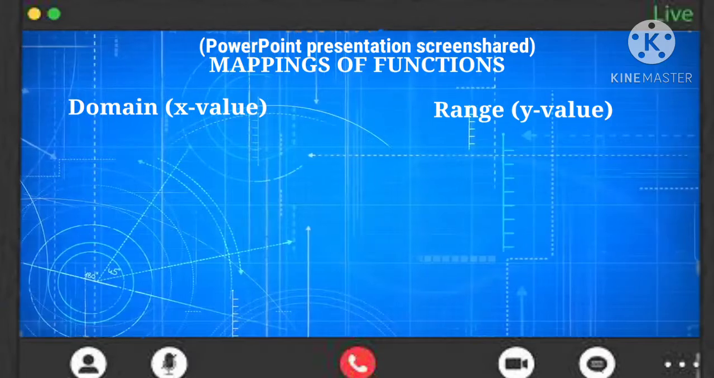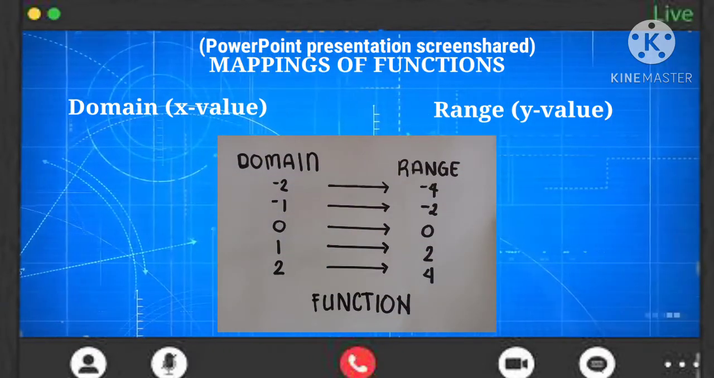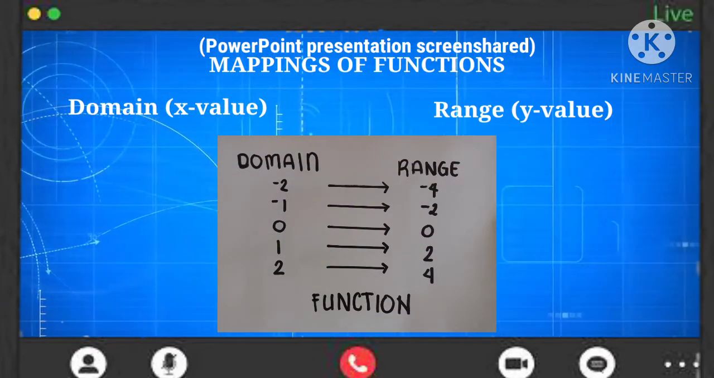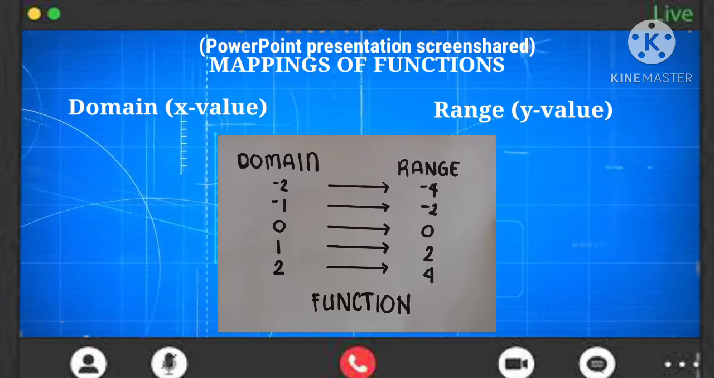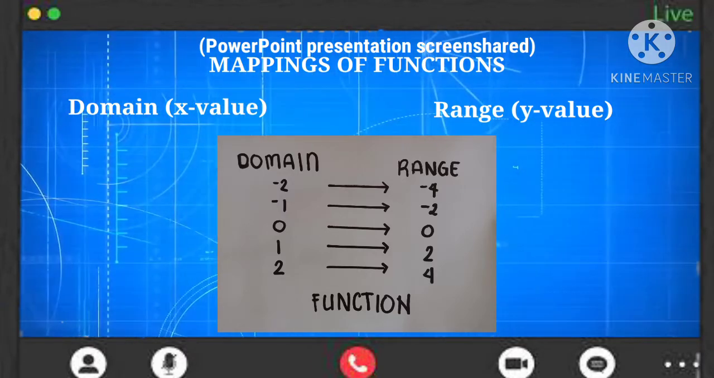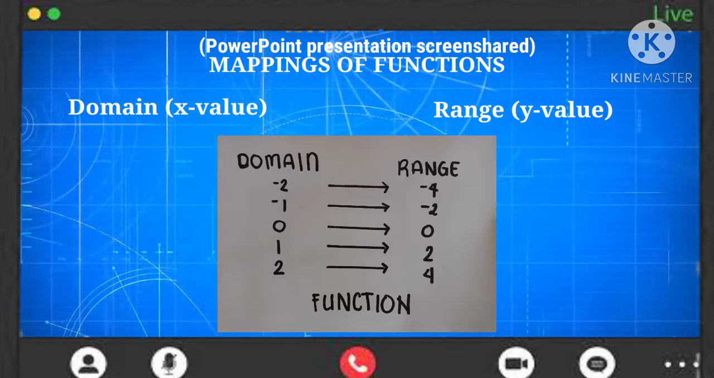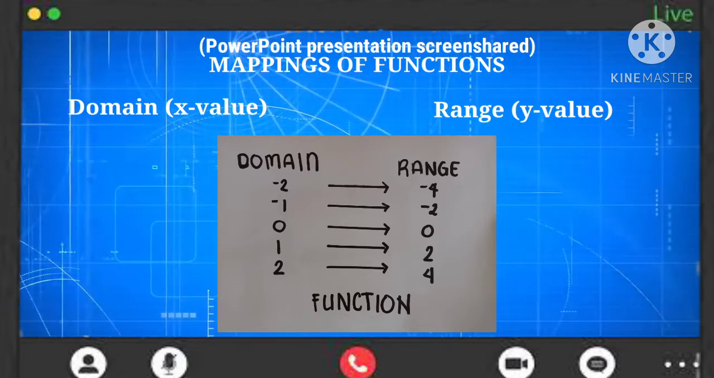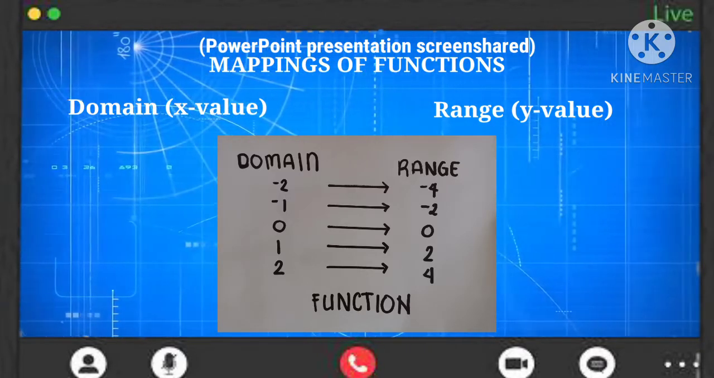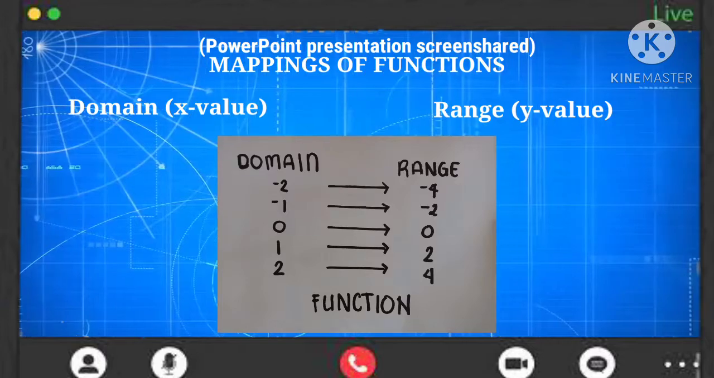As shown in the map, we have here the domains negative 2, negative 1, 0, 1, and 2. The ranges are negative 4, negative 2, 0, 2, and 4. As we can see, this is a function.